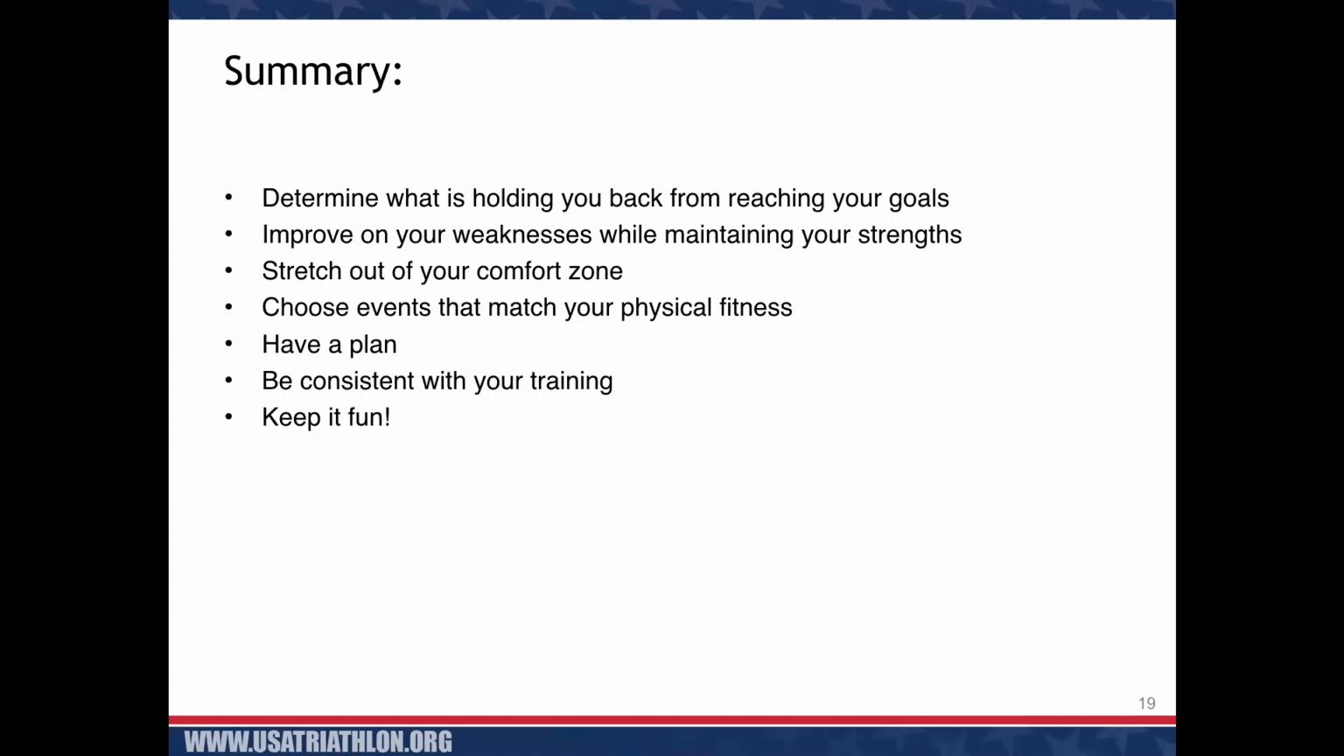Have a plan, whether it's a plan you devised or a coach devised for you. You need to know where you are and where you're going. And as I mentioned before, be consistent with your training. That is one of the keys to success, that with that plan, it keeps you consistent with your training. It keeps you healthy. It keeps your training interesting. And most of all, it keeps everything fun for you.